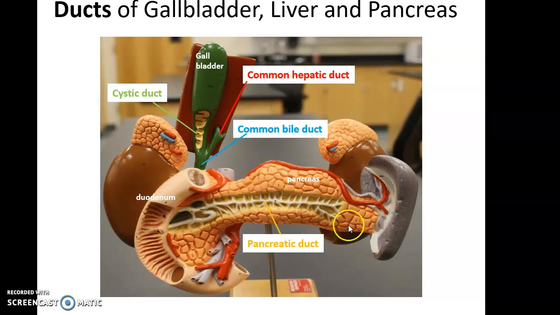Here, of course, is the pancreas, and within the pancreas is the long pancreatic duct, which also leads to the sphincter to allow the release of the pancreatic juice, which has the bicarbonate and the digestive enzymes.